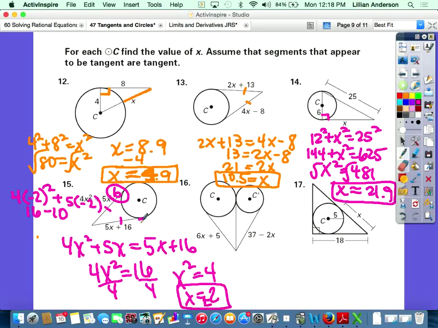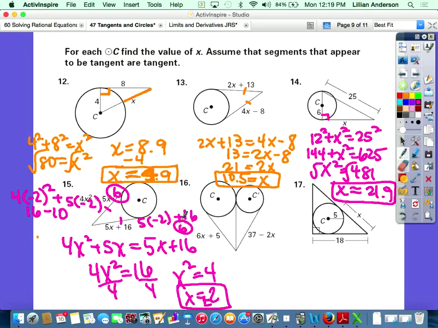When I plug in -2 down here, what do I get? -10 plus 16. So does -2 work? Yes, it does. The positive will work as well. You got to test to make sure it works, because sometimes the negative version won't work. In this case it does work. So it's plus or minus 2. Make sure you put a plus or minus. So positive 2 and -2 work.